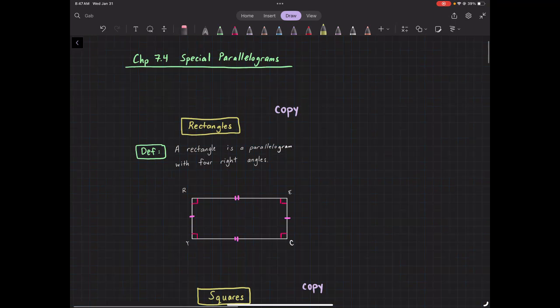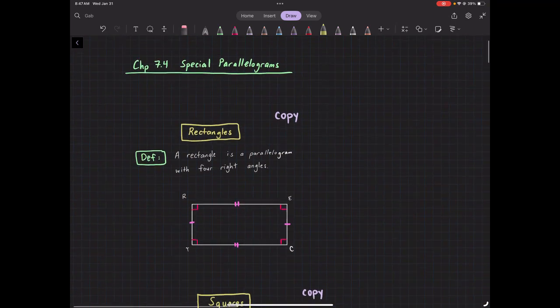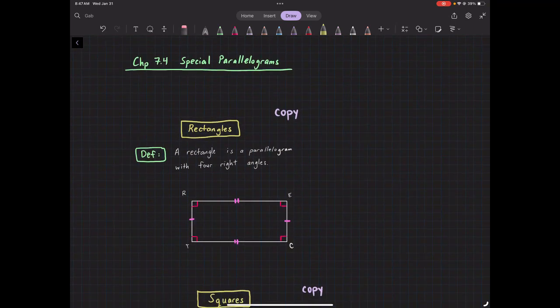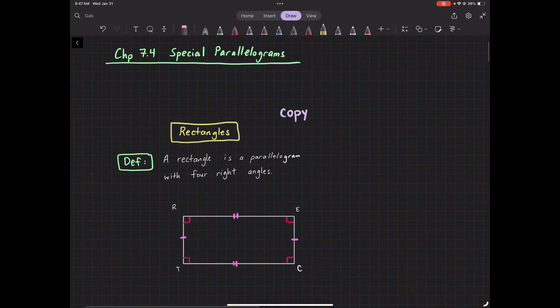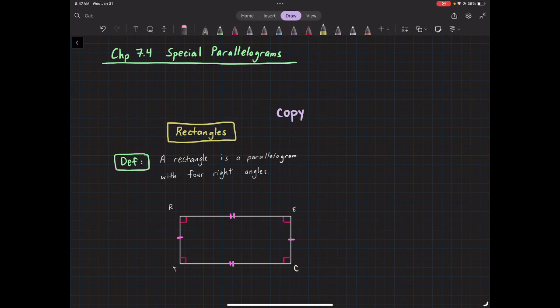So this is going to be the recording for 7.4, special parallelograms. All the shapes we talk about here, just keep in mind that they will still be a parallelogram. So all of the parallelogram theorems are still relevant. I'm going to keep a note for that, and I think you guys should write it down too.